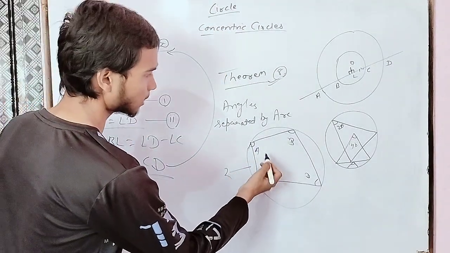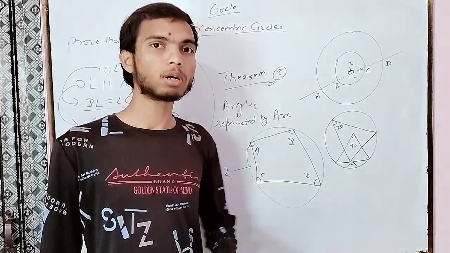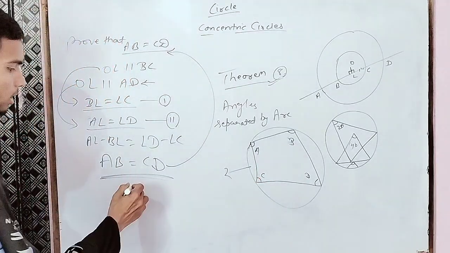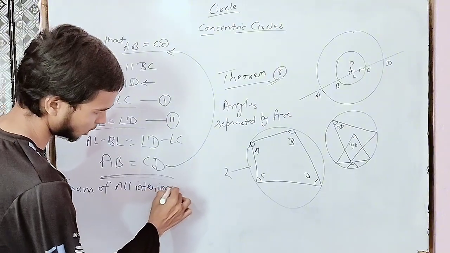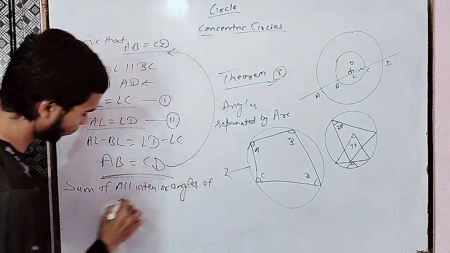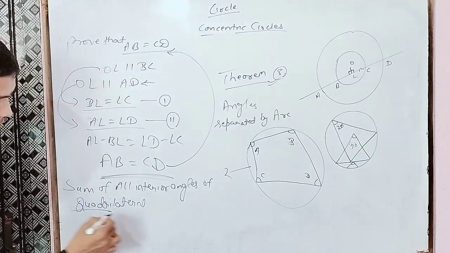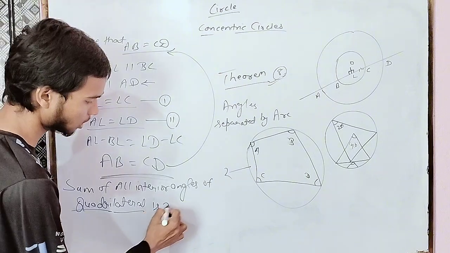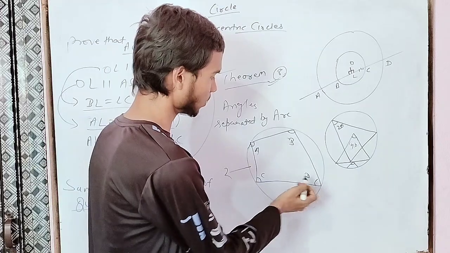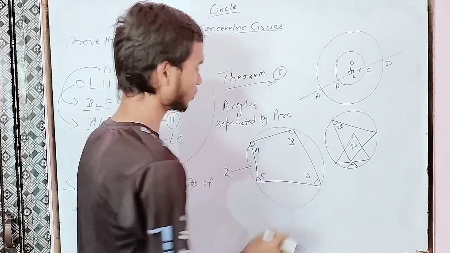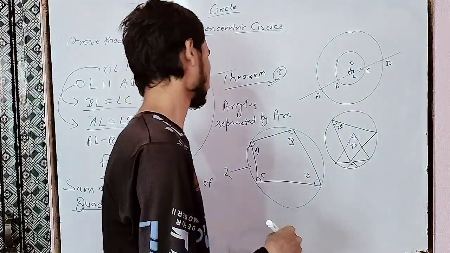We are already aware that the sum of all interior angles of a quadrilateral, quadri meaning four, lateral meaning sides, is always 360 degrees. This pair will form 180 degrees, and this pair will form 180 degrees, and 180 plus 180 will become 360.